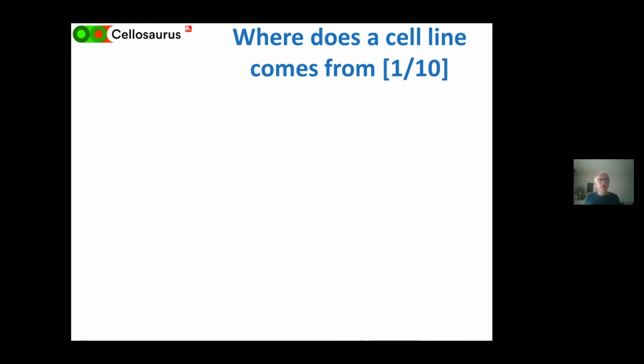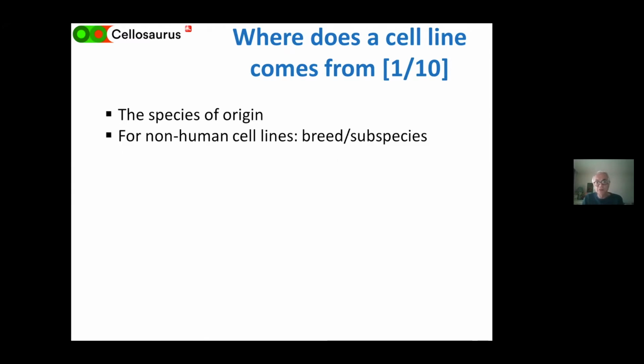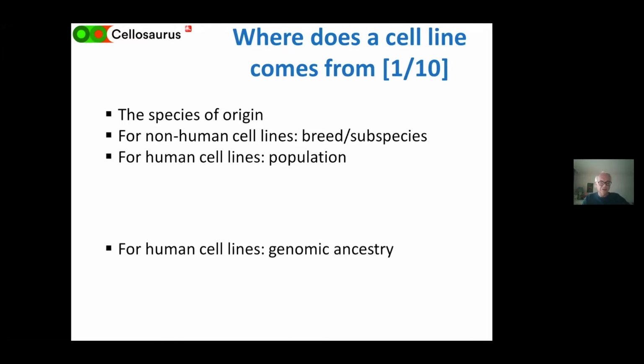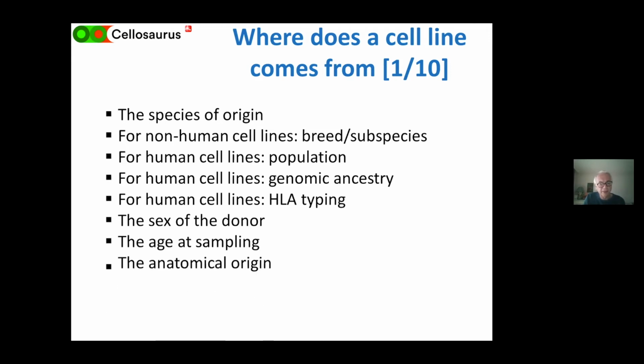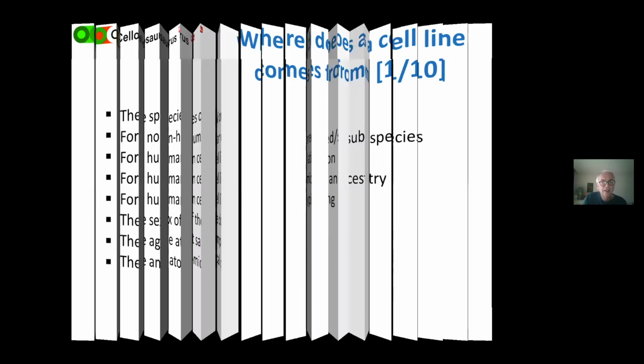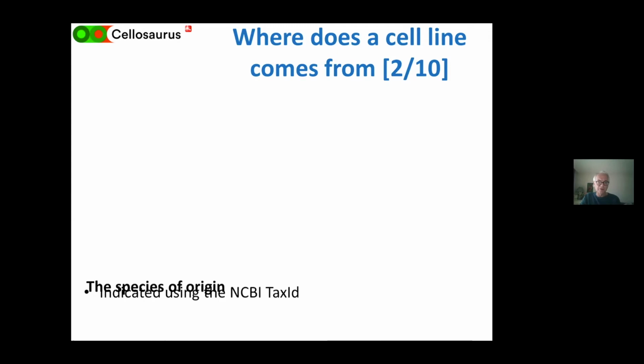Okay, now that we know about the name and accession, it's important to know where a cell line comes from. So we want to look at where it comes from in terms of species. If it's not a human cell line, the breed and subspecies are important. For human cell lines, the population, we'll speak about that because there are ethical issues about it. Also genome ancestry, HLA typing information, but of course, and that's quite important, the sex of the donor and the age at sampling, and the anatomical origin, tissue or an organ. Let's see all of those different things one after the other.